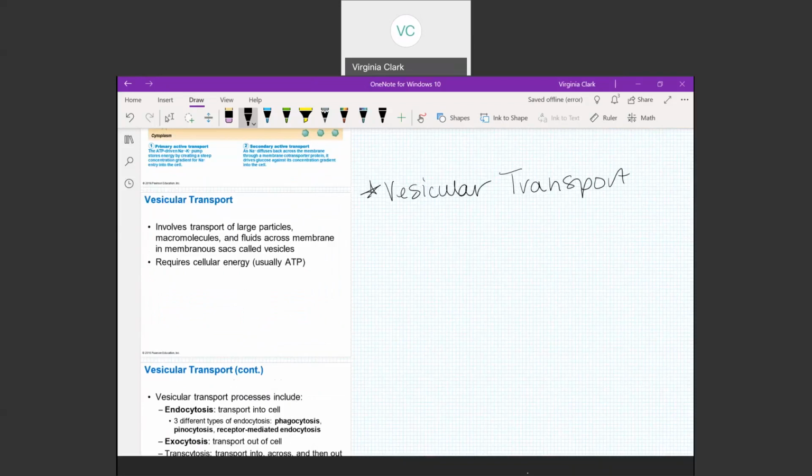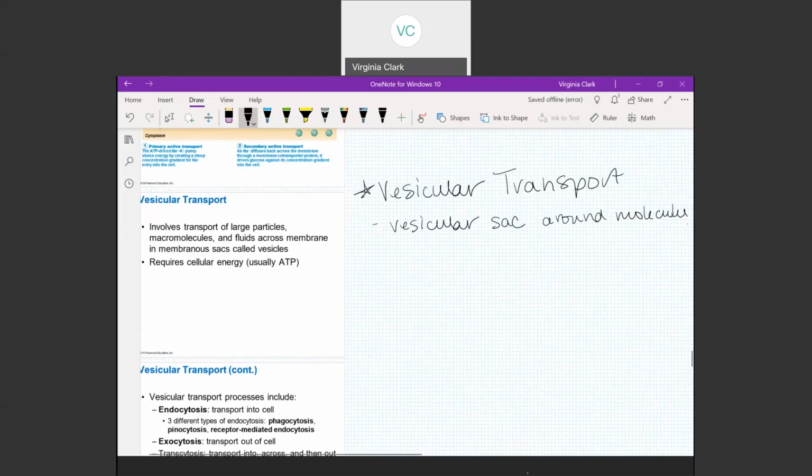Okay, another type of active transport is going to be vesicular transport. Vesicular transport is going to use some sort of vesicular sac around whatever it is transporting. So it's going to package it. It's going to be the Amazon of its time. So it's going to be a vesicular sac somehow around the molecule. And this usually does require ATP.